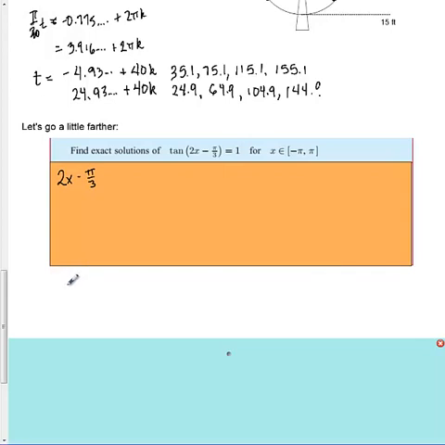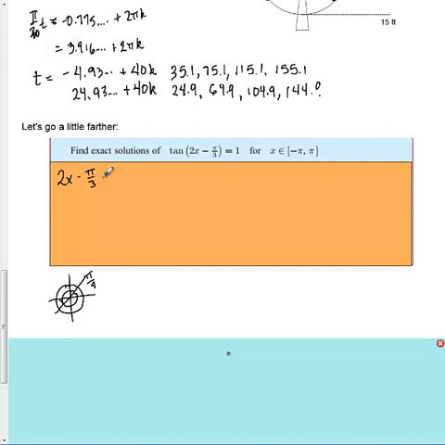So we think about the tangent and what angle has a tangent of 1, and you'll get a lot better at this as you go, but the angle is pi over 4, and then also every pi radians after that. If we add pi radians, we'll get to 5 pi over 4, and if we add pi radians again, we'll get to another angle that is 9 pi over 4, and so forth.